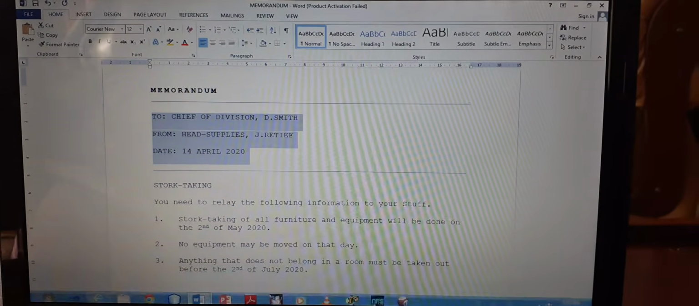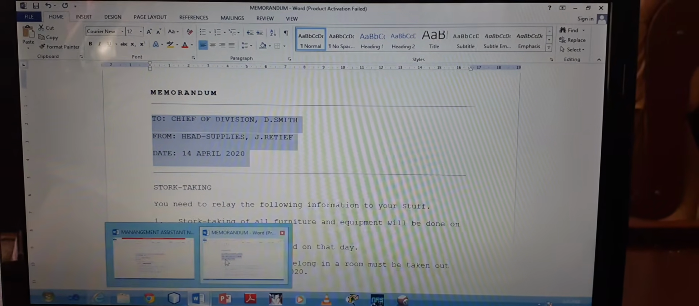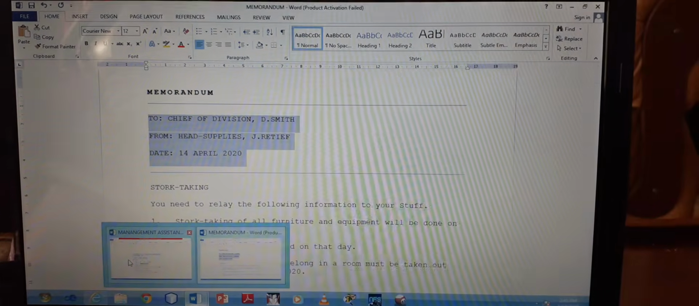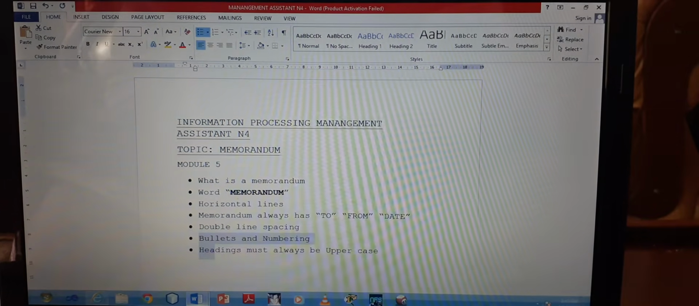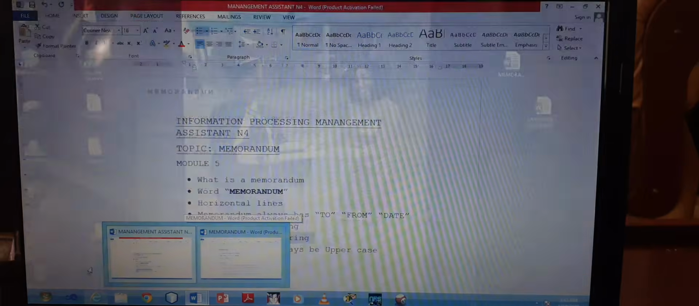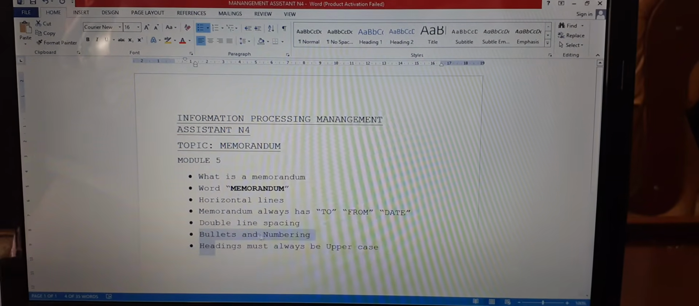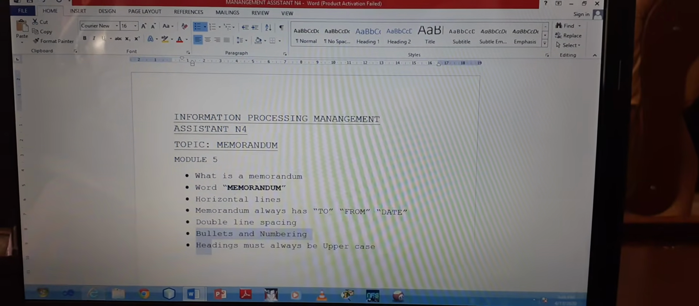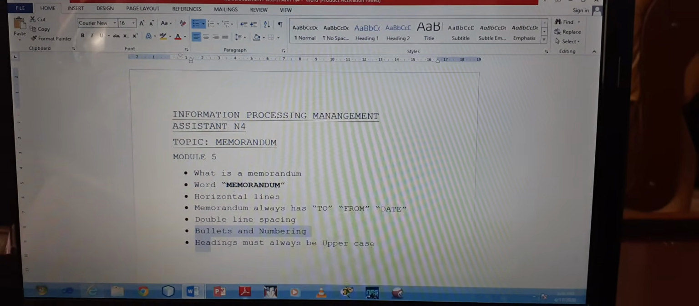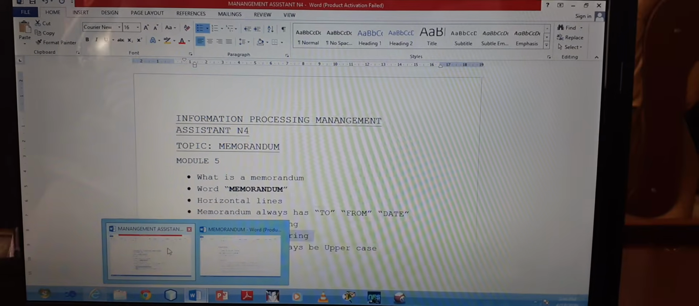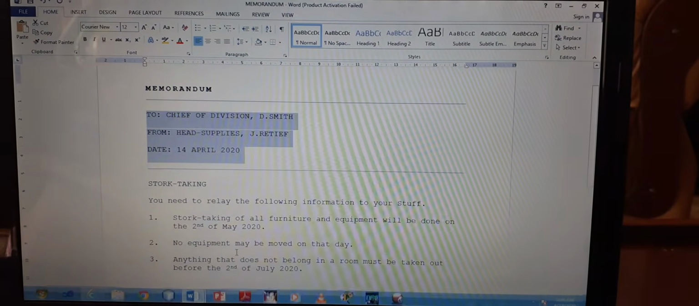Moving forward, last but not least, they have also mentioned here that the memorandum must have what? Bullets and numbering. This was a mistake. It's supposed to be bullets or numbering. So let's go check what they are talking about.